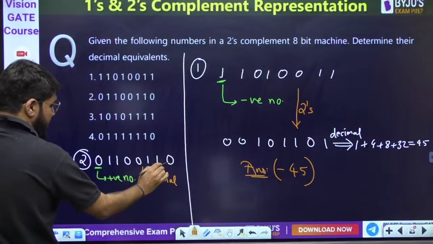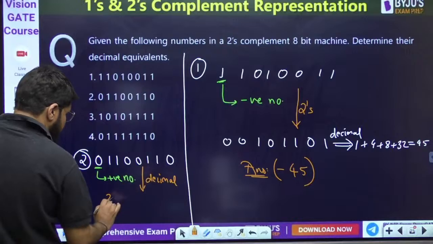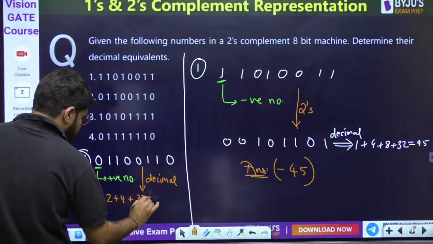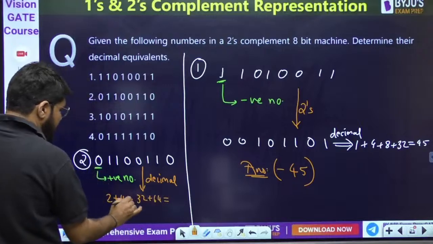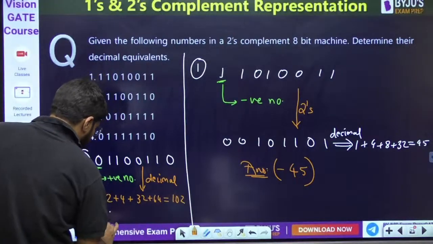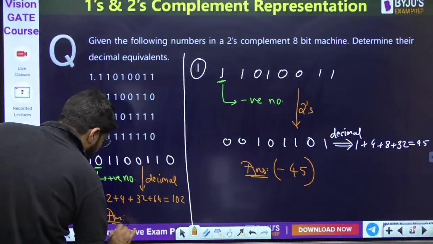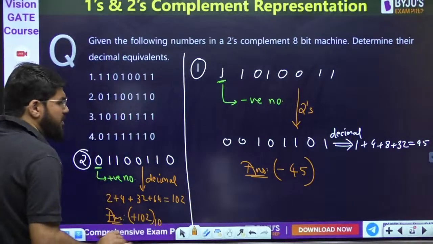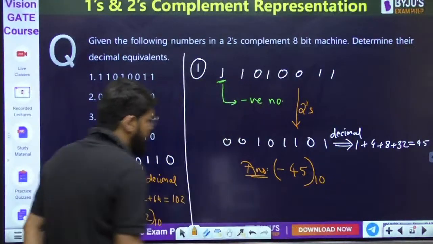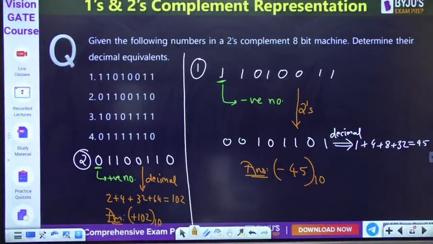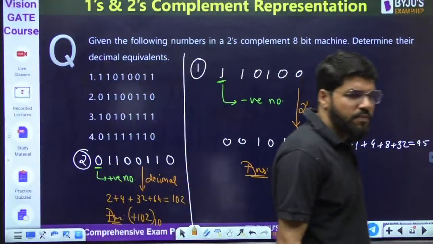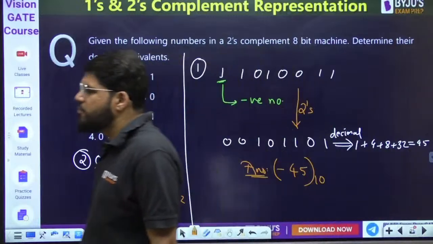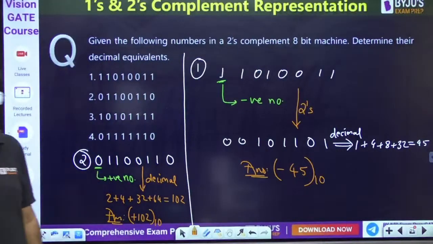We will start with the GP method: 1, but that is actually 0, so then 2, 4, 8, 16. This is 32 and this is 64 position. So 96, 102. Total 102. What is the final answer? Positive 102 decimal number. Everybody, please say the answer. Positive 102. Clear? Simple, but very, very important. You should know this. Next question.